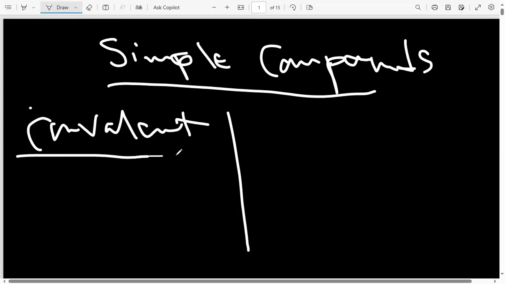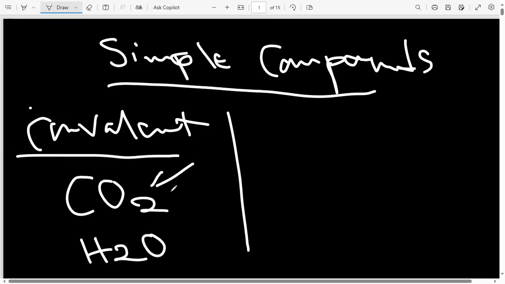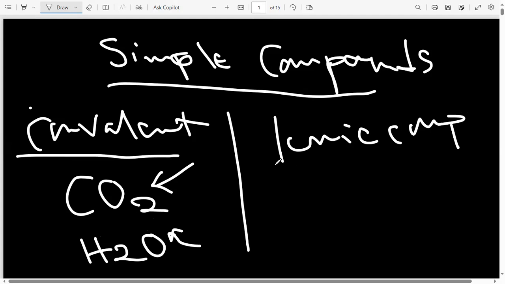This covalent compound means it contains two nonmetals that have been joined together, right? So for example, carbon dioxide, even water, we know that we have covalent bonds in these compounds, so they are called covalent compounds. And then the other type of compounds are what we call ionic. These ionic compounds are what we are going to focus on today. We are very much going to focus on naming these ionic compounds.